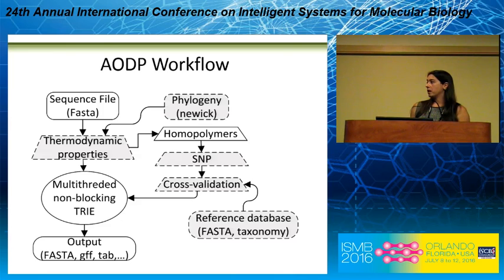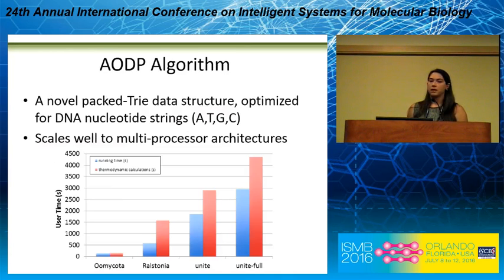AODP builds a non-blocking trie data structure and generates the SOs and produces various outputs: FASTA, GFF, TAB, and visualizations of your tree. So the AODP algorithm is based on this non-blocking trie data structure that's built specifically for DNA sequences. So this is As, Ts, Gs, and Cs. This makes it much simpler and more complex at the same time because you're not considering the rest of the alphabet. And it scales well to multiprocessor architectures because it has inherent collision detection.